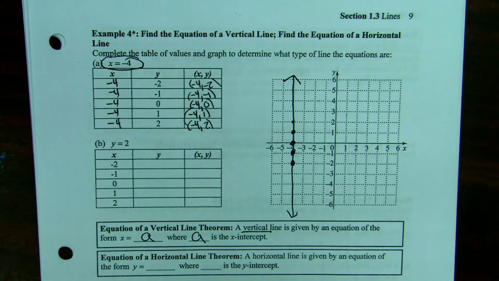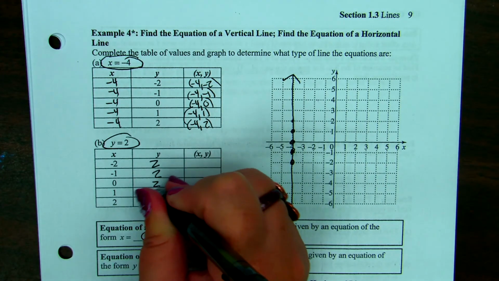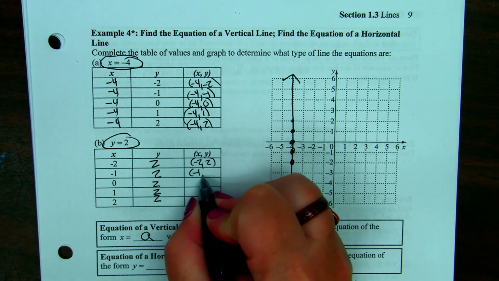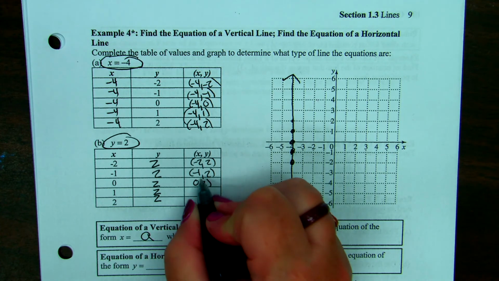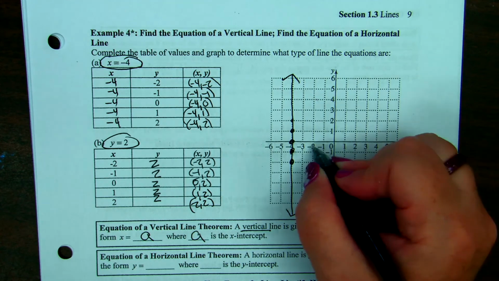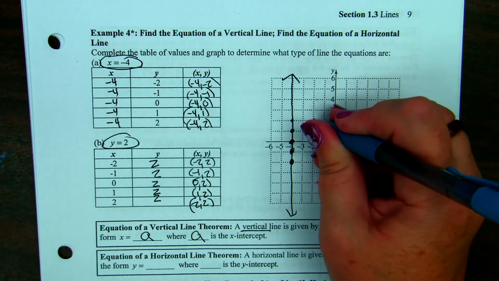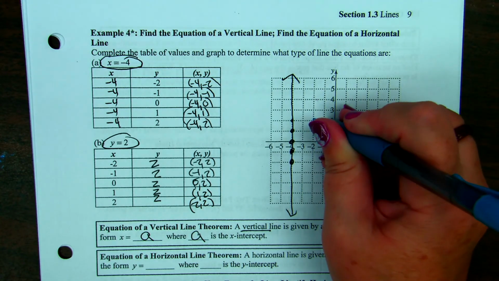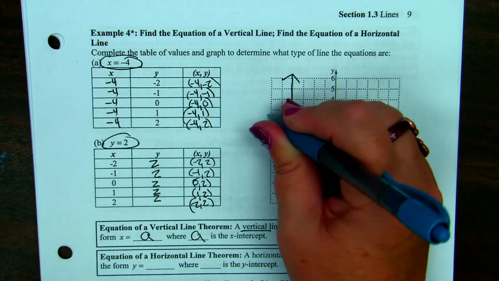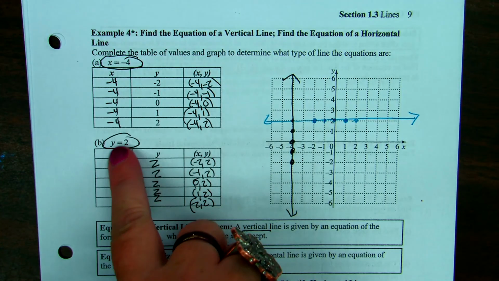You can do the same thing with y equals 2. If we put 2 in for all the y's, then we get (-2, 2), (-1, 2), (0, 2), (1, 2), and (2, 2). What kind of line is that? It's horizontal, and it's y equals 2.